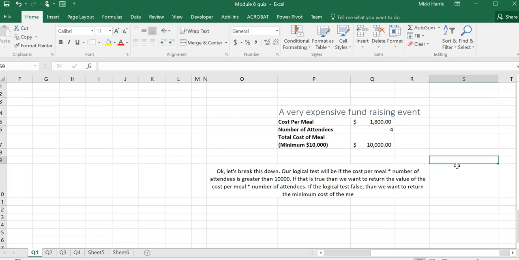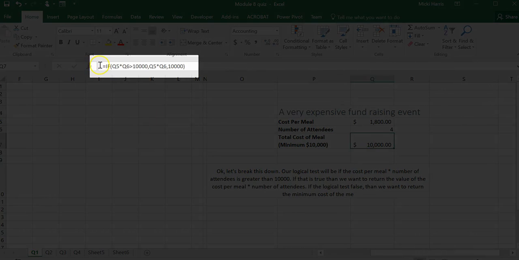Okay, so hopefully that helps clarify what was going on with this particular function. So again, what it's going to look like right there.